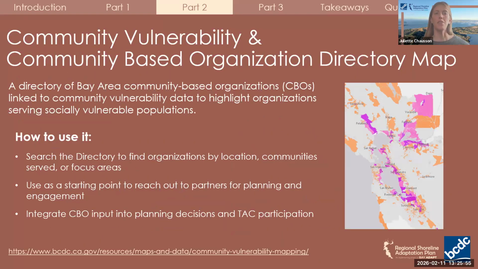Okay, so let's dive into the Community Vulnerability and Community-Based Organization Directory, or CBO directory, that I mentioned. The CBO directory is a directory of Bay Area community-based organizations linked to community vulnerability data. It highlights organizations serving socially vulnerable populations. You can search the directory to find organizations by location and community served. It's a useful starting point to find and reach out to partners for planning and engagement in your community. Integrating CBO input into planning decisions and participation on your technical advisory committee is another great way to ensure that community voices are represented in your plan.